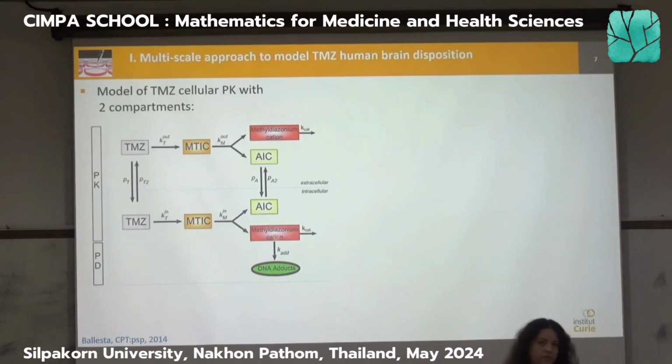So what is left? 2 things. The transport between those compartments, transport of temozolomide and of AIC. You can assume that MTIC is not able to cross the cell membrane. This is data from literature. And then the second thing is that you do have an action now of the drug on the DNA. This is called DNA adduct, and it's a type of DNA damage. And this is basically what will trigger cell death.